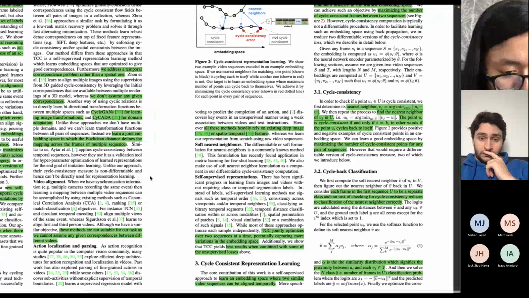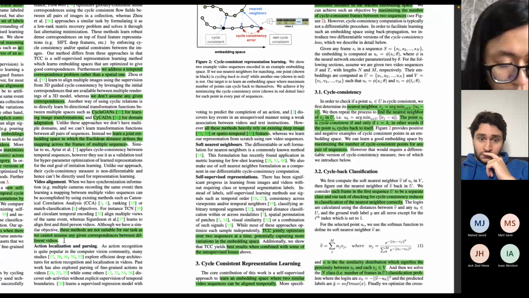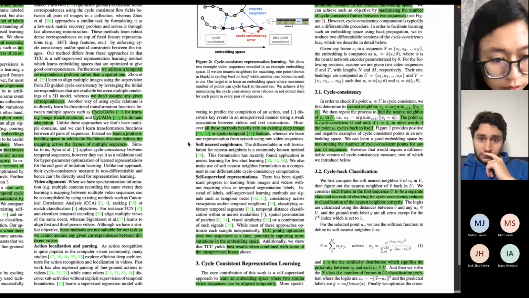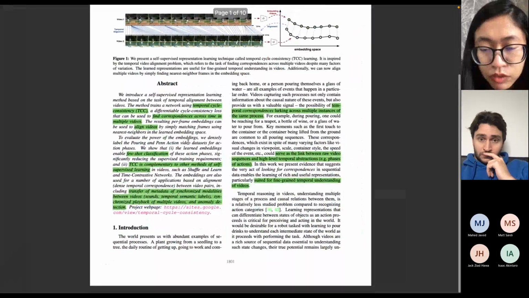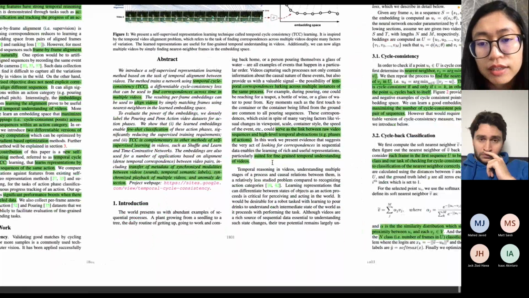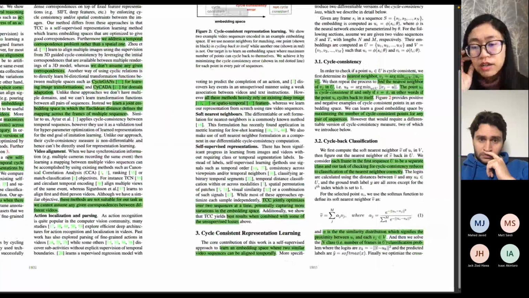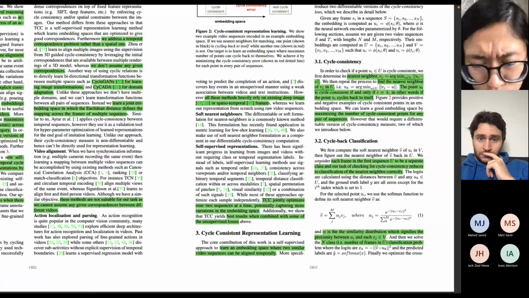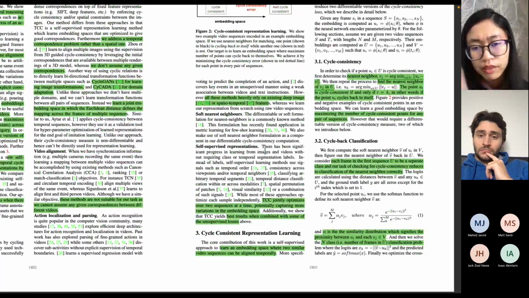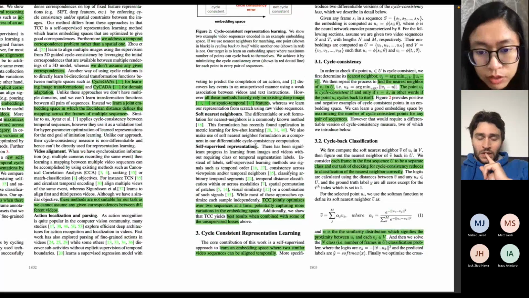Yeah, and this action localization and parsing, which I don't think is something we need. Okay, and in terms of the loss that we can see later, they use the soft nearest neighbors, and I think that's the main emphasis here. They use the soft nearest neighbors.